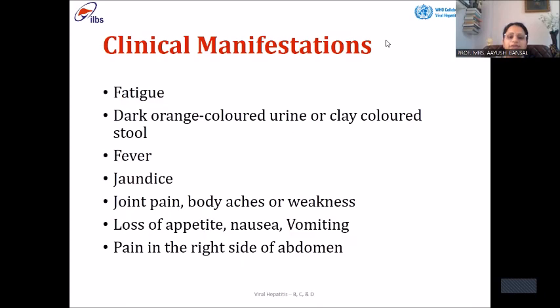Next is clinical manifestation. The first sign and symptom we can say is dark orange colored urine or clay colored stool because of the increased bilirubin production and loss of metabolism. Fatigue is common. Fever, jaundice, joint pain, body ache, weakness, loss of appetite, nausea, vomiting, and pain in the right side of the abdomen are the common clinical manifestations we can see.